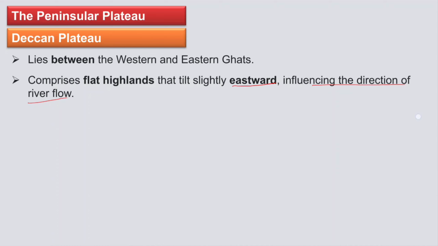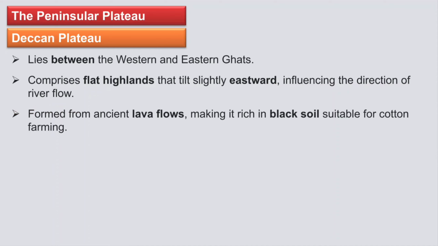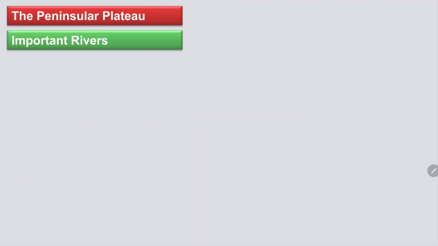And what are the important rivers here? We'll see about them also. The plateau is formed from ancient lava flow, making it rich in black soil, suitable for cotton farming. So cotton can grow very well in black soil, isn't it? So that is why these are so suitable for cotton farming.